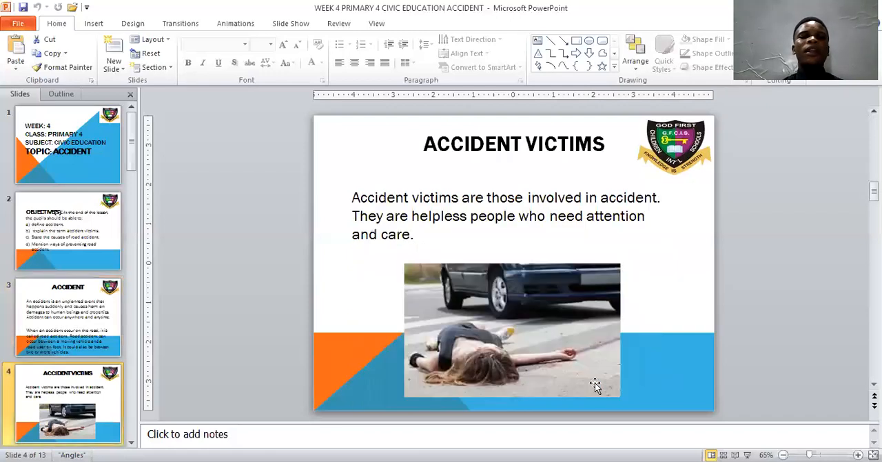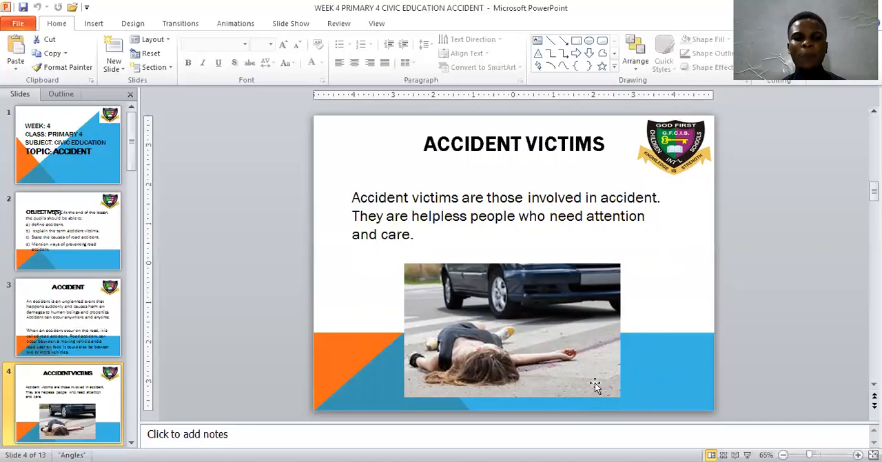Now, let's look into the second subtopic, which says accident victims. Who are accident victims? It says here that accident victims are those involved in an accident. Anyone involved in an accident is known as what? An accident victim. Is that understood? Be it an adult, a young person, a male, a female, old, youth, whatsoever person that is involved in an accident, the person is referred to as an accident victim. Anyone who is knocked down by a car, a tricycle, even a motorcycle, is known as an accident victim.